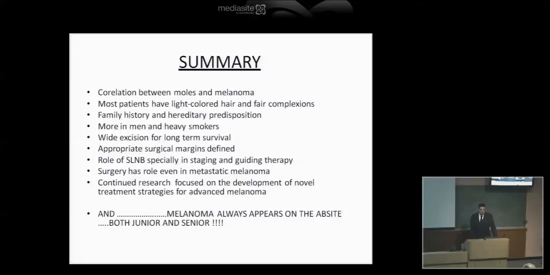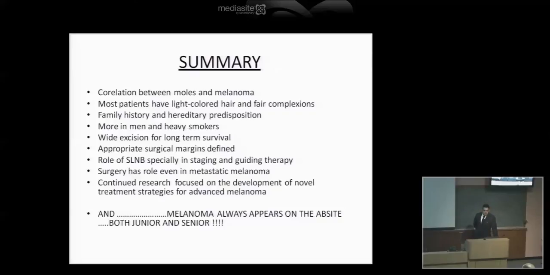So to summarize, there's a correlation between moles and melanomas. The ABCD of moles is really important. Most patients have light-colored hair and fair complexions. There is a familial predisposition and some genetic syndromes associated with melanoma. It's seen more in men and heavy smokers. Wide excision should be performed at negative margins to improve long-term survival. Appropriate surgical margins have been defined based on various trials.